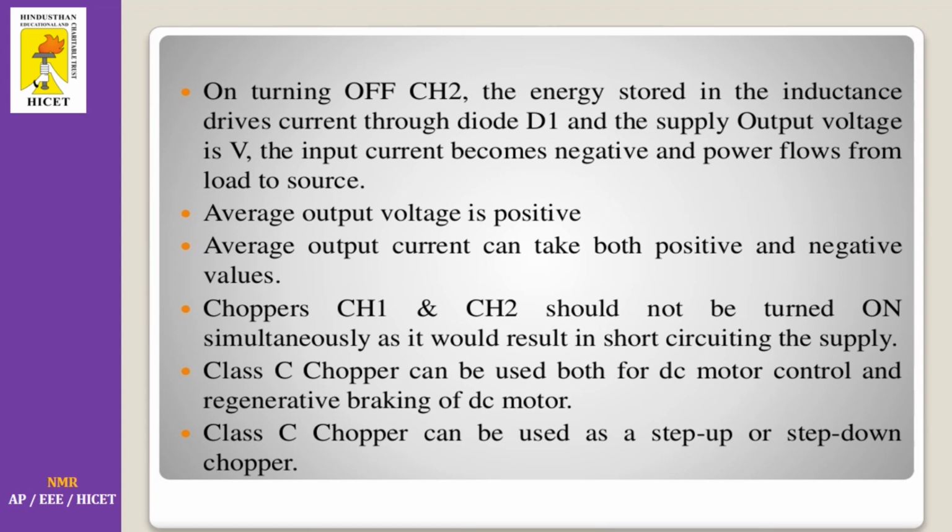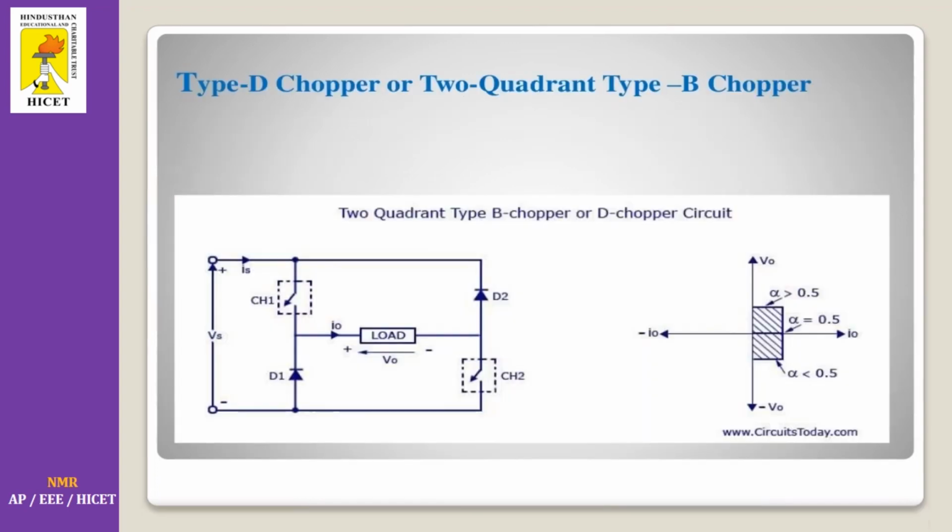Class C chopper can be used for both DC motor control and the regenerative braking concept. Class C chopper can be used as a step-up chopper or step-down chopper.